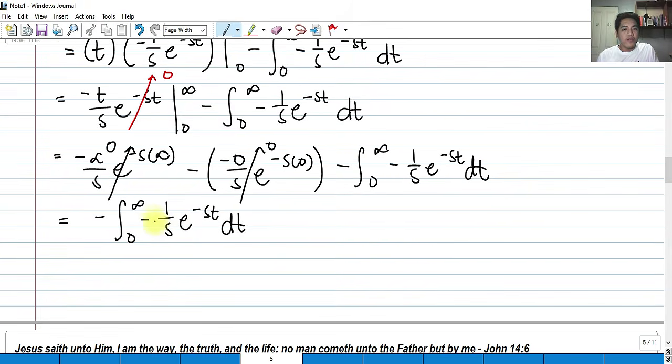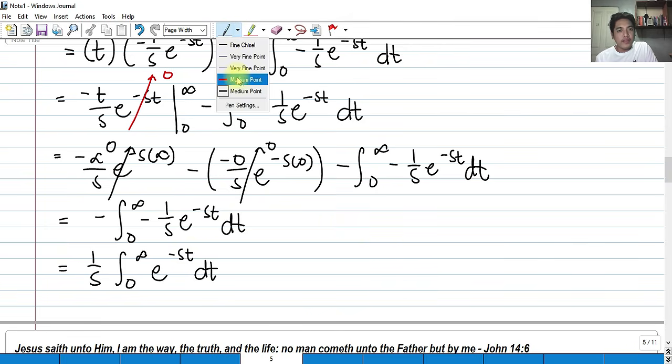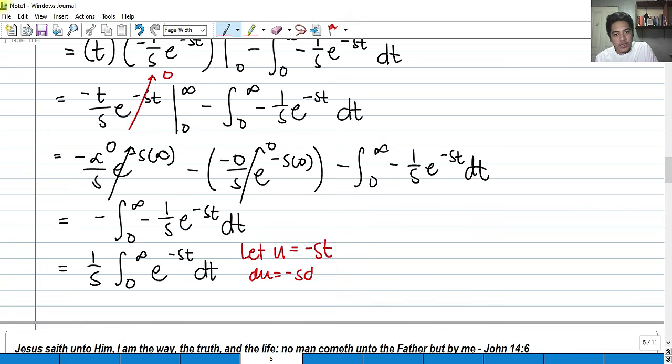Okay, so I can factor out negative 1 over s, because we are integrating with respect to t, and that is a constant. So negative times negative 1 over s is simply 1 over s, integral from 0 to infinity of e raised to negative st dt. Okay? So again, in order for us to integrate this, we let u equal negative st. Our du is negative s dt. Our dt, therefore, is du over negative s.